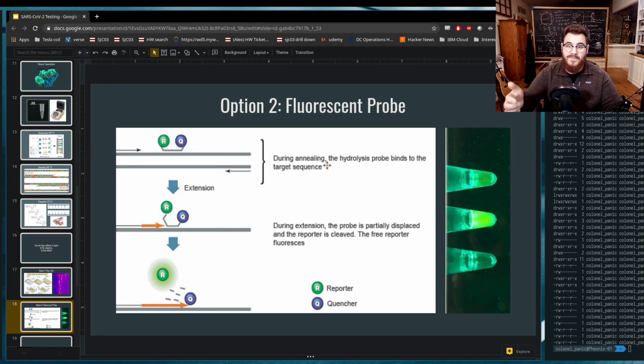And then during the extension phase, when Taq polymerase is zipping along that strand and building up the second half of the strand, it's going to cleave the reporter off from the quencher. Now, the reporter is specially designed to be fluorescent when cleaved. So as it gets cleaved, it'll prime its fluorescence, it'll begin to glow, and then it'll dissipate into solution. That means that the more this gets copied, the more you have these fluorescent primed reporters in solution, which means that the sample, if there is RNA copying going on, will begin to glow like the image on the right in the middle here. And that's what a positive test would look like.